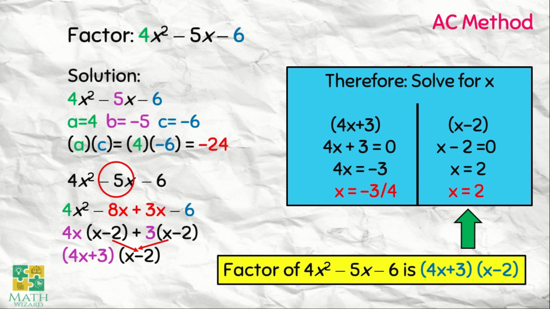On the other side, we have x minus 2. It becomes x minus 2 equal to 0. Transpose negative 2 to the right side of the equation. It becomes x is equal to 2. Therefore, x is equal to 2. So we have x is equal to negative 3/4 and x is equal to 2.